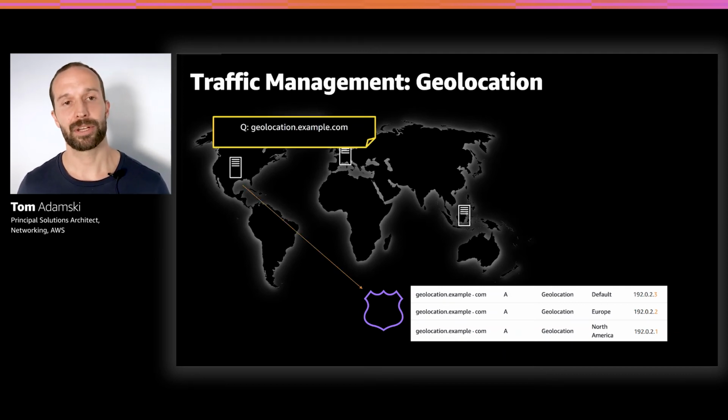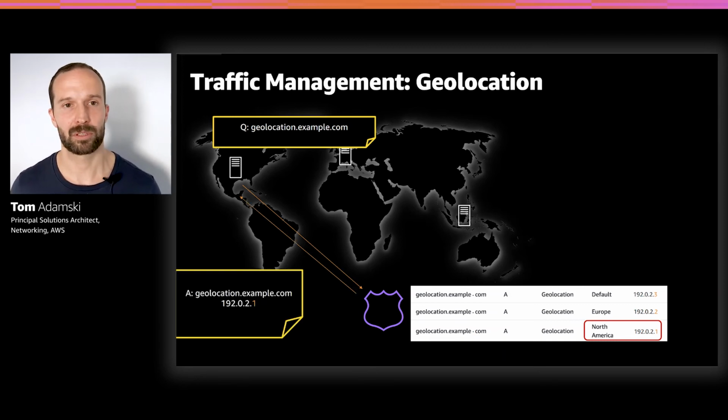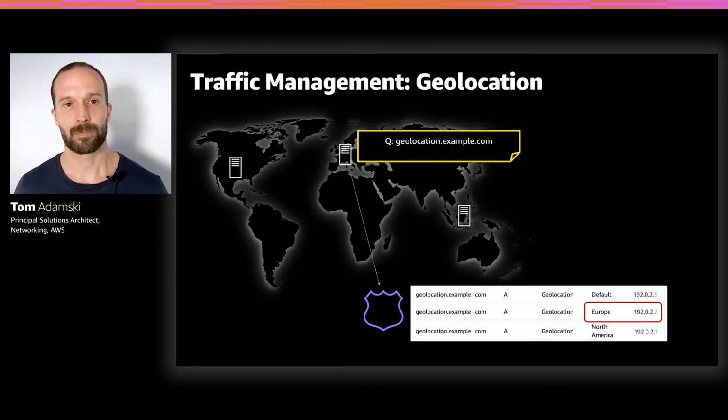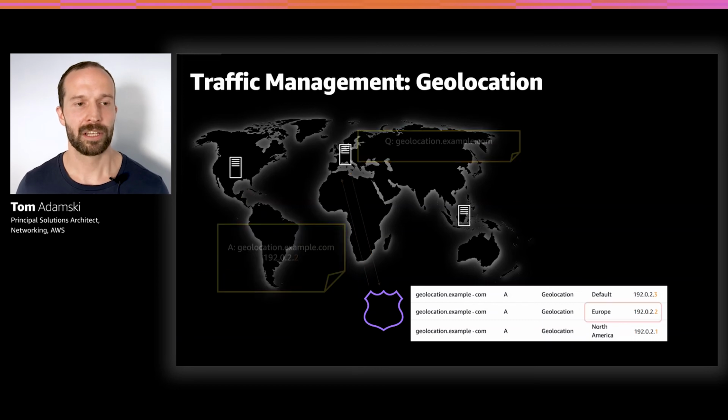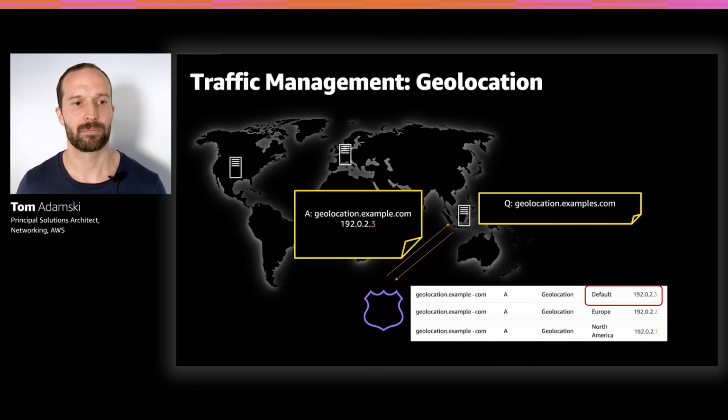So if we have a query coming in from North America for our geolocationexample.com, we would look at our configuration and return the record mapped to that geography. If it comes from Europe, we do exactly the same thing. If it comes from anywhere else outside of the regions we defined, or if we can't actually find out exactly where the IP address belongs to, it would fall under the default answer and we would respond with the default record.